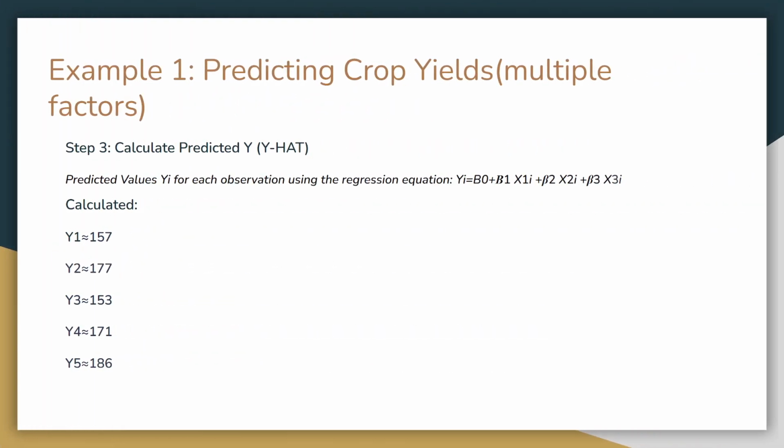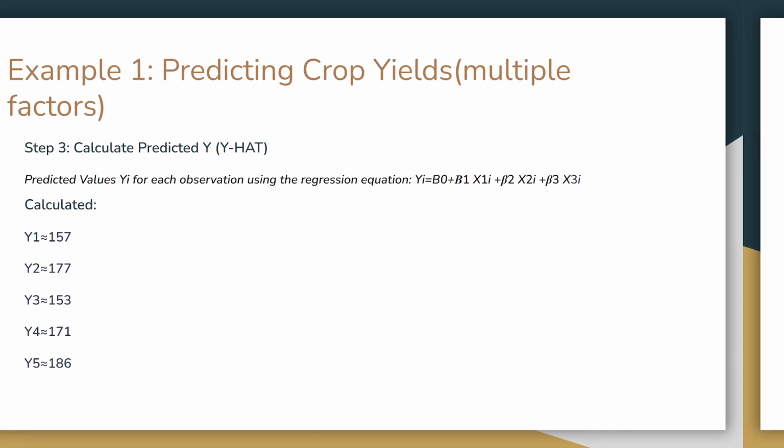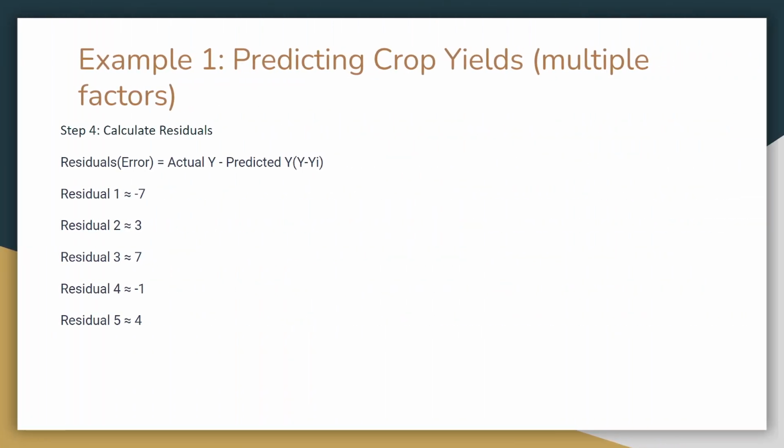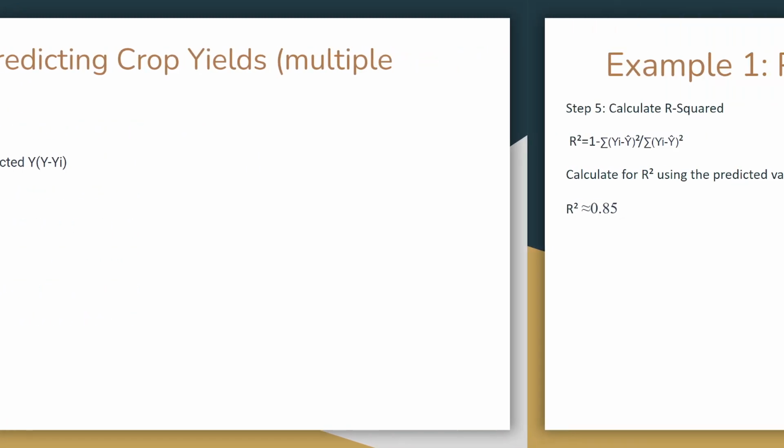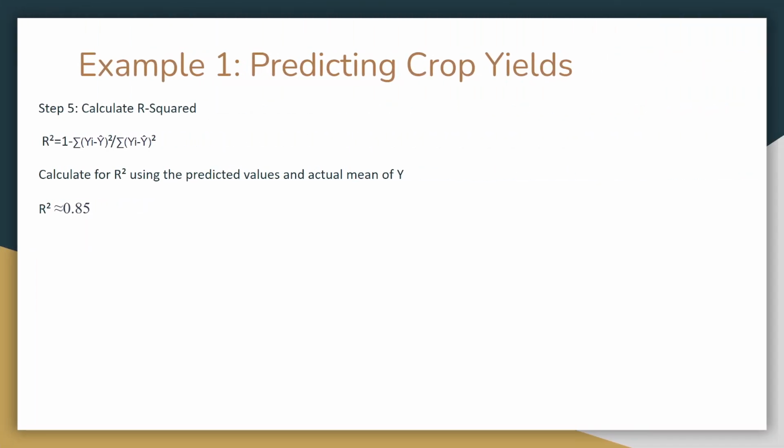Next, step 3, you want to calculate the predicted y-hat. Those are the predicted y-hat values. Step 4, calculate the residuals. That is your formula, and those are the first set of answers for the residuals. Lastly, you want to calculate R squared. That is your formula, and R squared is 0.85.